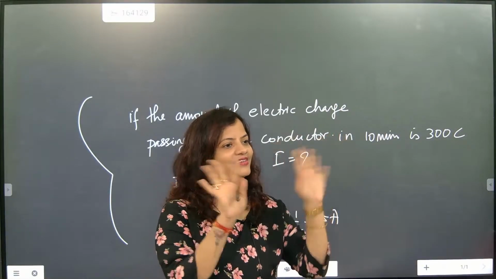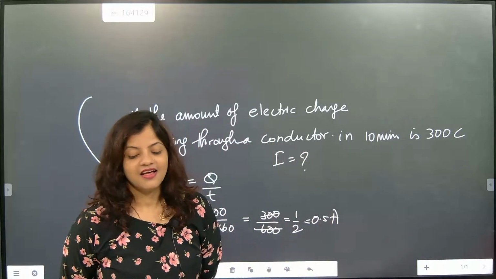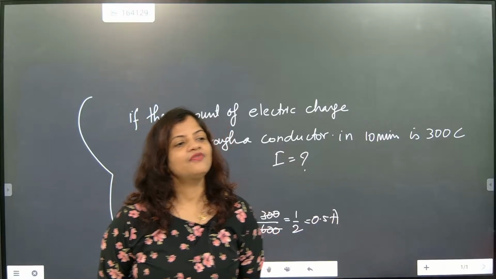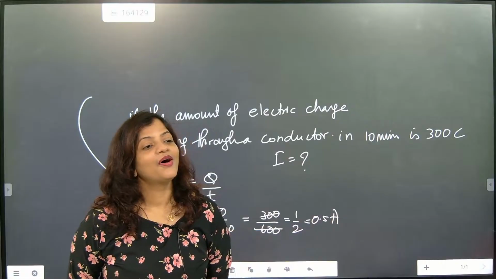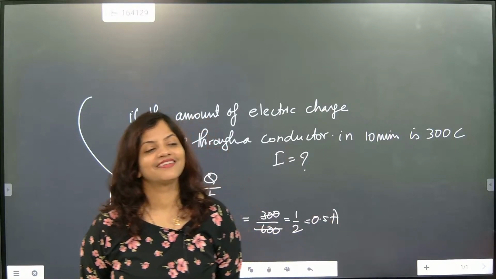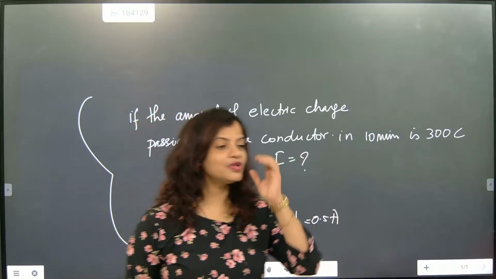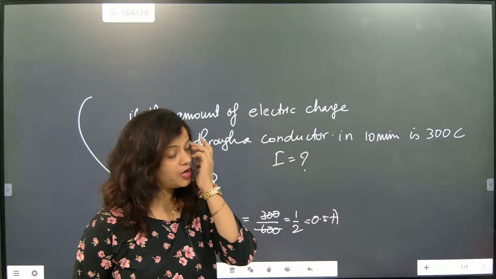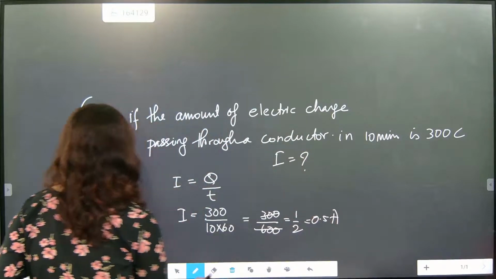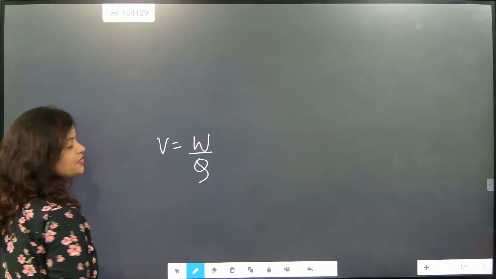What is the formula for potential difference? V is equal to R by E? I'm not talking about Ohm's law. I'm just talking about the potential difference formula. Potential difference formula is this one: V is equal to W by Q. This is the potential difference formula.